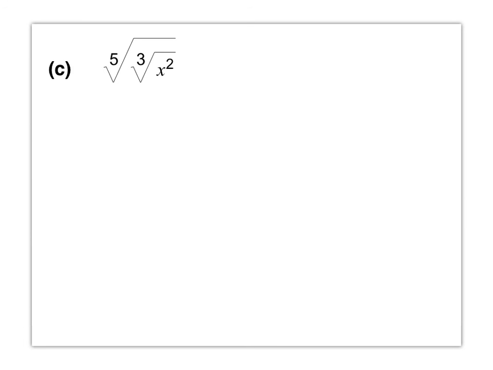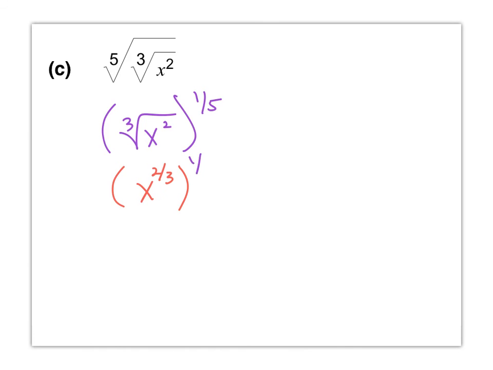All right, let's simplify this radical expression. We have the fifth root of the cubed root of x squared. Let's write this index of 5 as a 1/5 exponent. So starting with the fifth root of the cubed root of x squared, that is the same thing as the cubed root of x squared raised to the 1/5 power. Now the cubed root of x squared can be written as x to the 2/3 power, along with that 1/5 power.